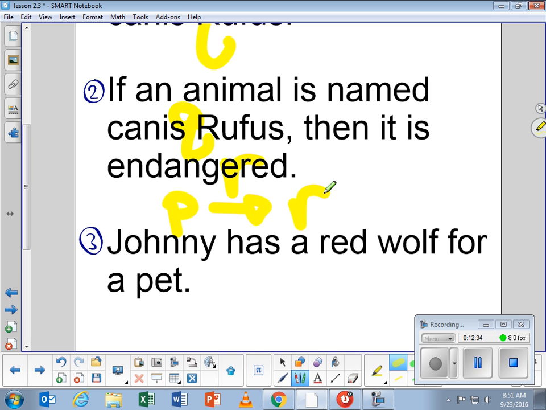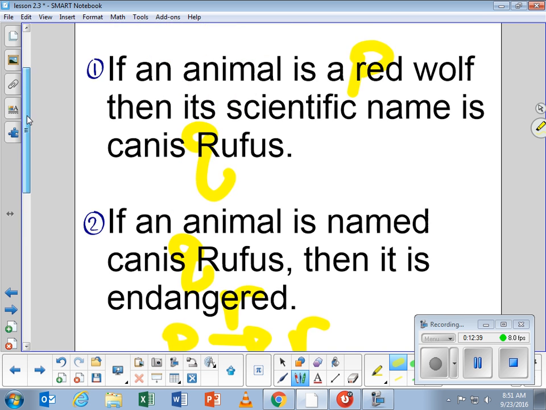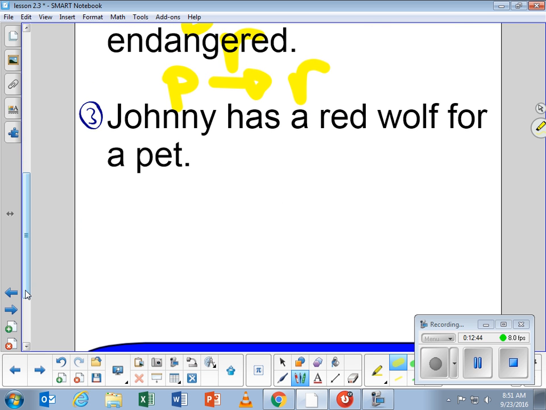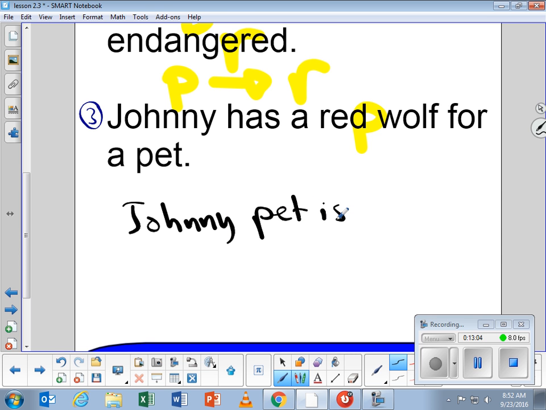So what is this? Johnny has a red wolf for a pet. Is that P? No. Well, what was P? Red wolf, right? This is red wolf, so this is P. So what do we conclude? R, which means what? Means that Johnny's pet is endangered. Johnny's pet is endangered. Okay?